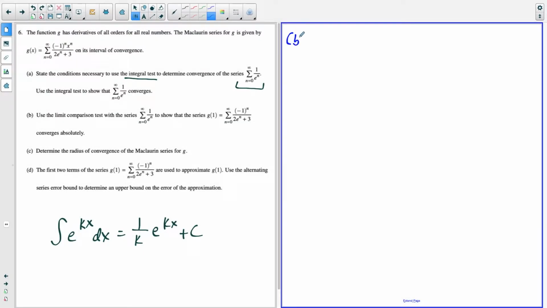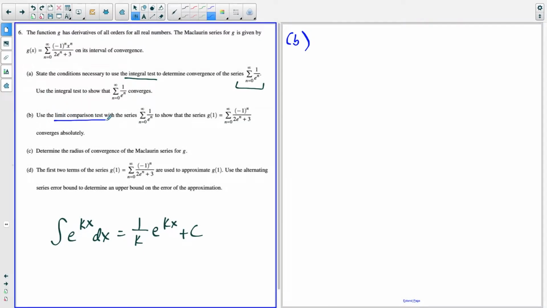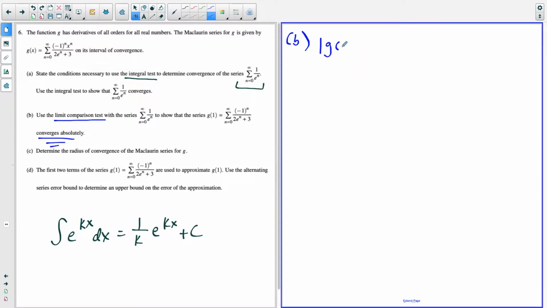For part B, what we're trying to show is that we're going to use the limit comparison test to show that g of 1 converges absolutely. If we want to show that g of 1 converges absolutely, we should take the absolute value of g of 1, and that's going to be the series from n equals 0 to infinity of the absolute value of -1 to the n over 2e to the n plus 3.